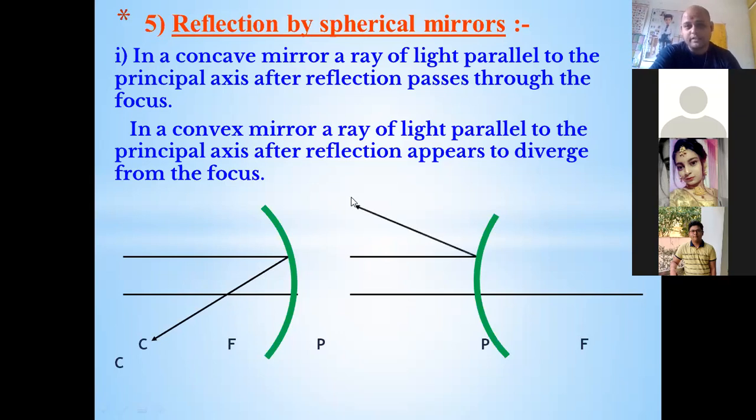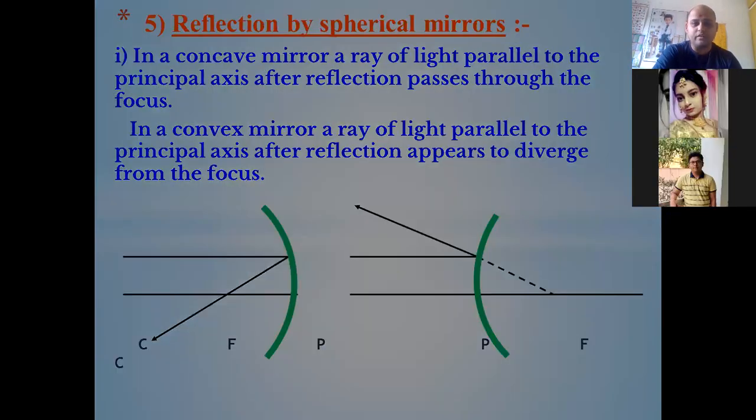But in case we want to have an image, we will have to theoretically extend this line. We are imagining this. If the incident ray comes here and is reflected here, and if we extrapolate it on the other side of the mirror, then it will meet at the principal focus, right? Everyone clear on this one? Yes, very good.